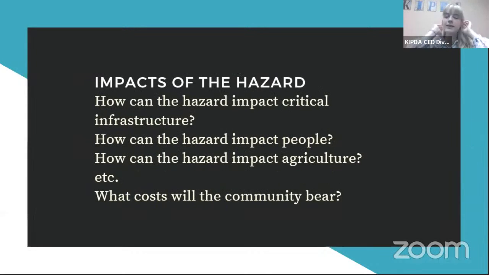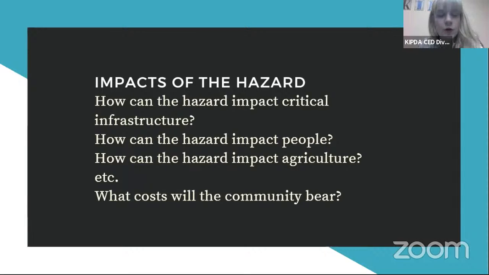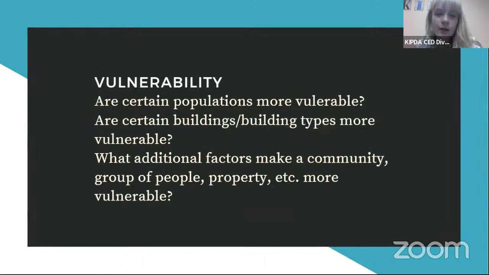And so then the impacts of the hazard. How can the hazard impact critical infrastructure? Those are critical pieces of our infrastructure: water and wastewater systems, our schools, our police stations, our city and government buildings, our hospitals. What impact can it have? How can the hazard impact people and communities? How can it impact agriculture? And what will the cost the community will have to bear be? So that's looking at the impacts of the hazard.